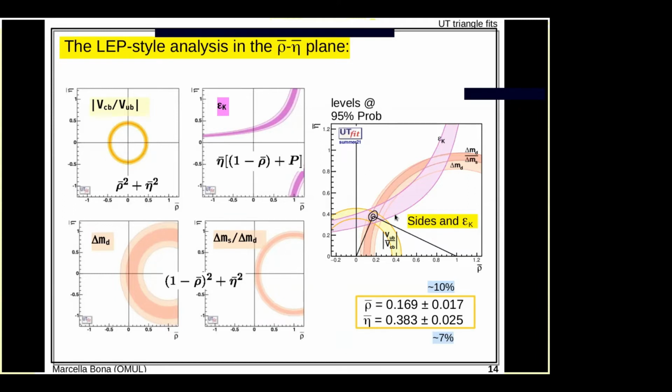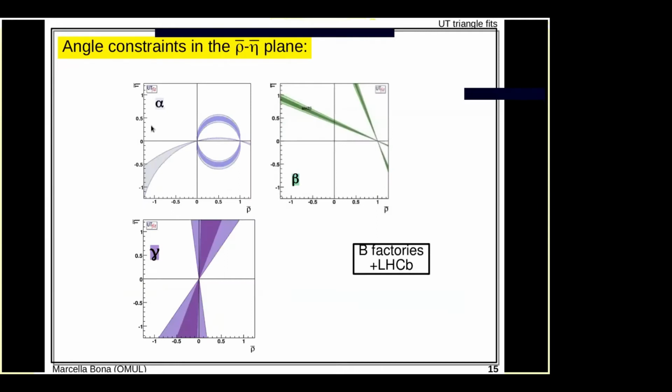Now, the new style analysis, if you want, but it's also old because B factories are now old, is involving the angles. So from the B factories and now LHCb, we get information on the 3 angles of the triangle, and this is how they look if you project them in the rho bar, eta bar plane.